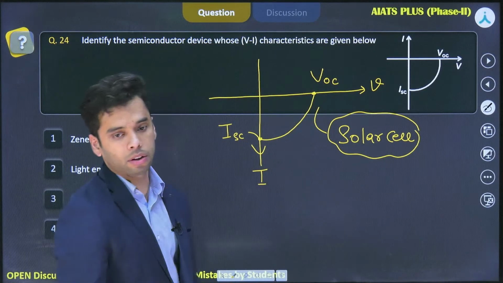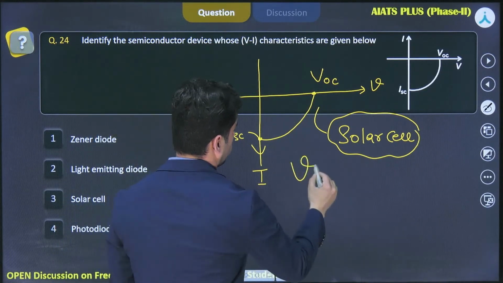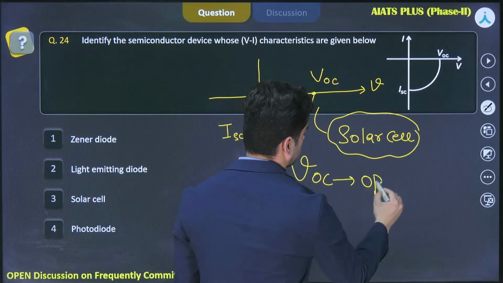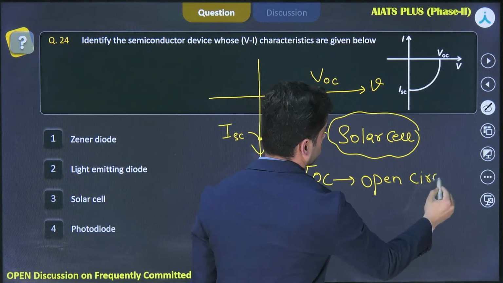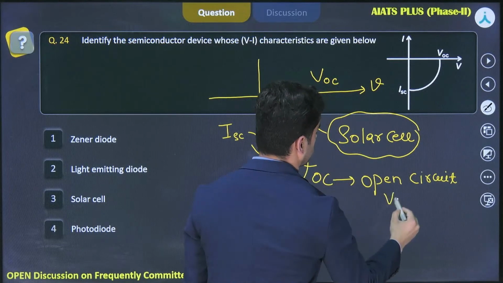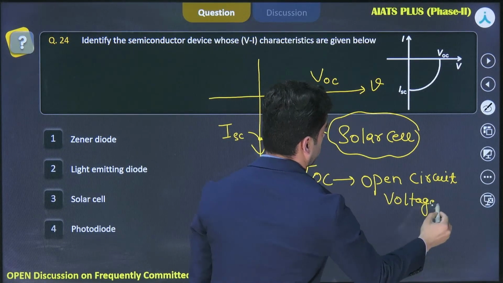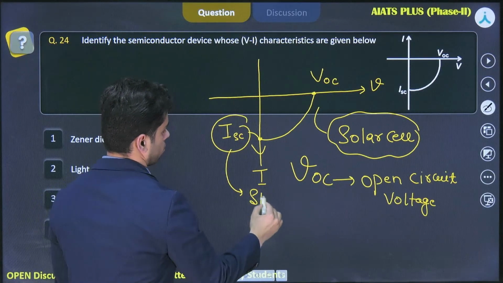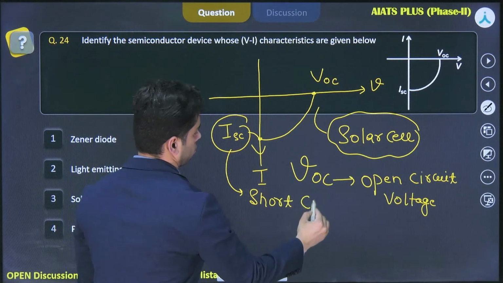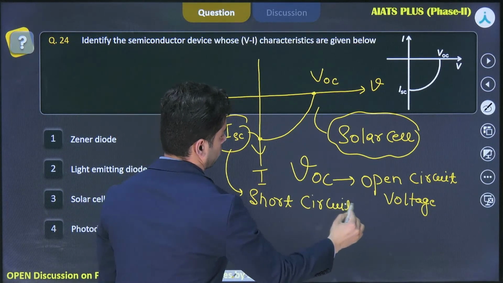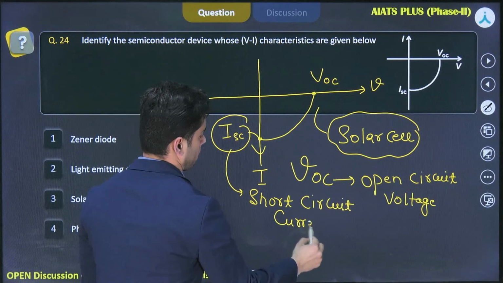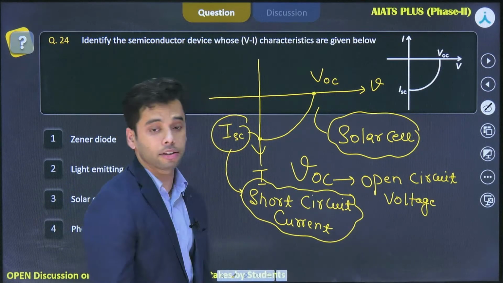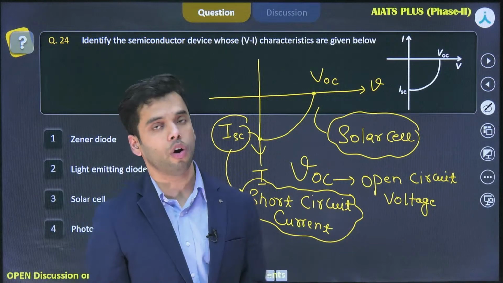What is VOC? Can anyone tell me the meaning of VOC? It is open circuit voltage. And what about ISC? What is ISC? So VOC is your open circuit voltage and ISC is your short circuit current. This is the IV characteristic for the solar cell.